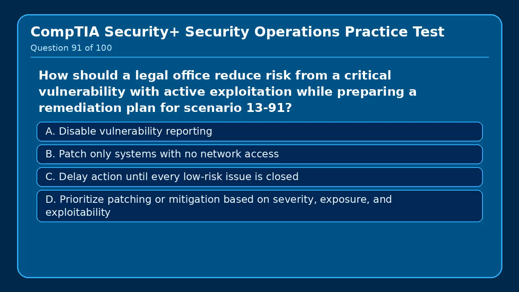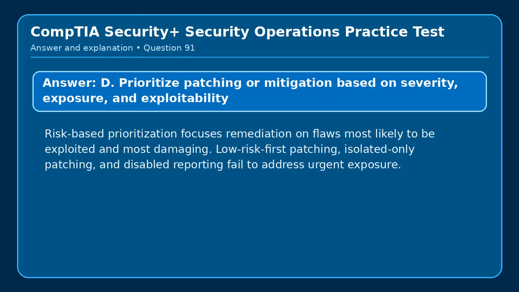Question 94. Why should a city agency separate guest Wi-Fi from internal systems while documenting the incident ticket for scenario 13 to 94? A. It lets guests administer domain controllers. B. It guarantees all guests are malware free. C. It removes the need for encryption. D. Segmentation limits what guest devices can reach. Take a moment to choose your answer.